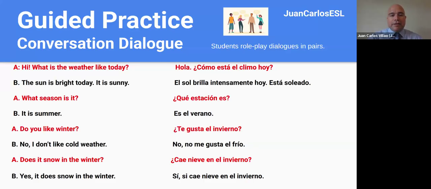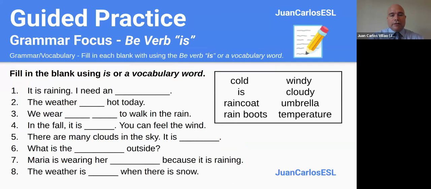Okay, so you're going to practice with two different partners, and rotate each role twice. Okay, that is our conversation dialogue. All right, so now that we've completed the conversation segment, we're going to go into the guided practice.